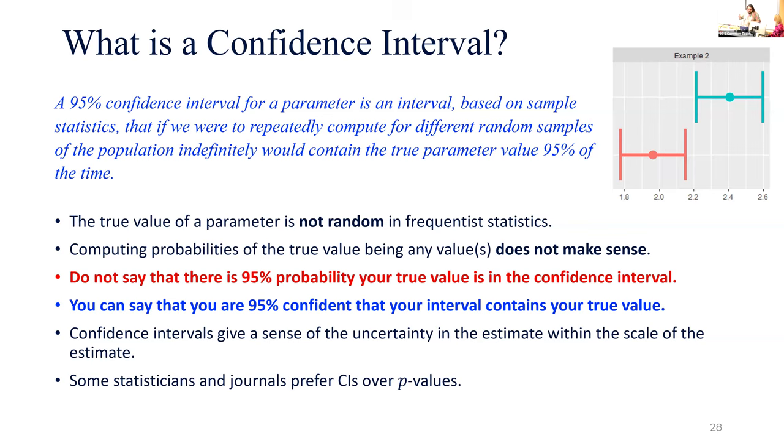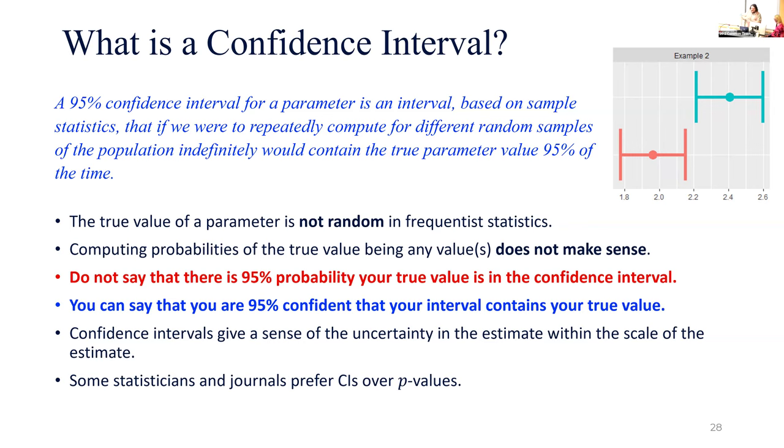What we do say is that you are 95% confident that your interval contains your true parameter. I know it seems like a semantic difference, it always is in stats, but there's a difference between your interval being the random thing, the thing that changes each time, and your parameter being the random thing, which changes each time.